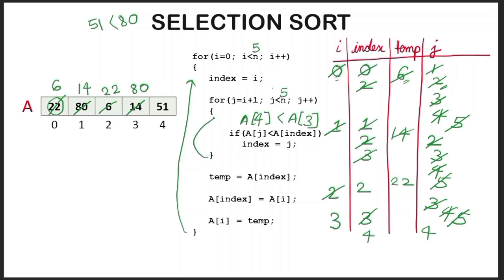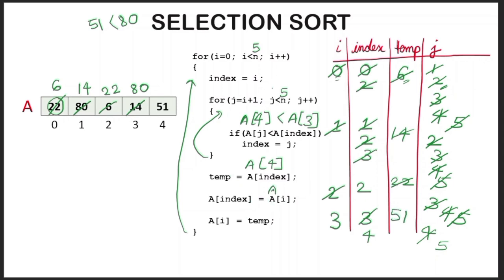Now we go to increment the value of j, j plus plus. j becomes 5. Is 5 less than 5? The condition is false. We will come out of the for loop. temp is equal to a[index]. What is a[index]? a[4]. So what is a[4]? 51. 51 is assigned to your temp variable.